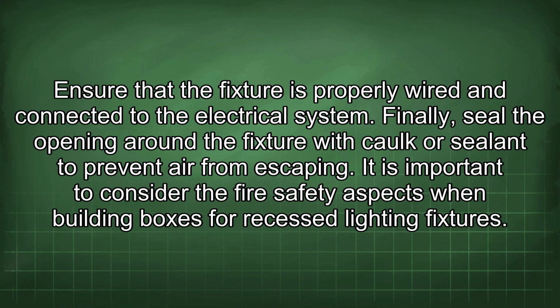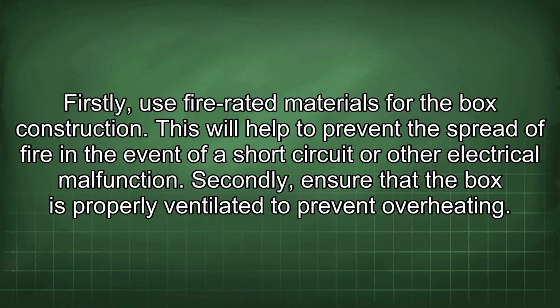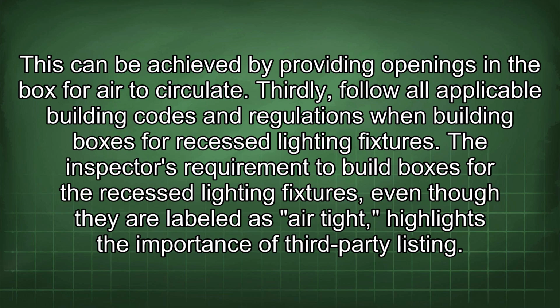It is important to consider the fire safety aspects when building boxes for recessed lighting fixtures. Firstly, use fire-rated materials for the box construction. This will help to prevent the spread of fire in the event of a short circuit or other electrical malfunction. Secondly, ensure that the box is properly ventilated to prevent overheating. This can be achieved by providing openings in the box for air to circulate. Thirdly, follow all applicable building codes and regulations when building boxes for recessed lighting fixtures.